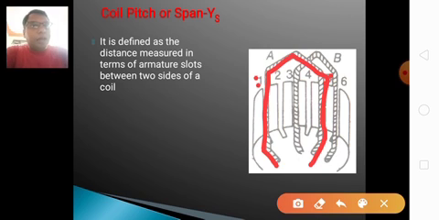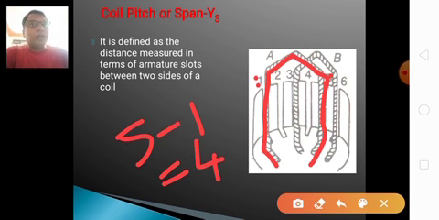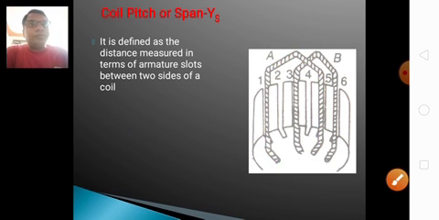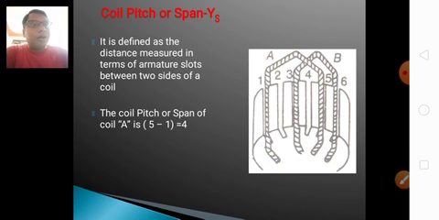So it is defined as the distance measured in terms of armature slots between the two sides, that is equal to 5 minus 1, which is equal to 4. The coil pitch or span of coil A is 5 minus 1, that is equal to 4.